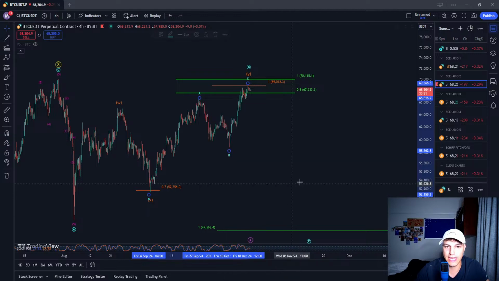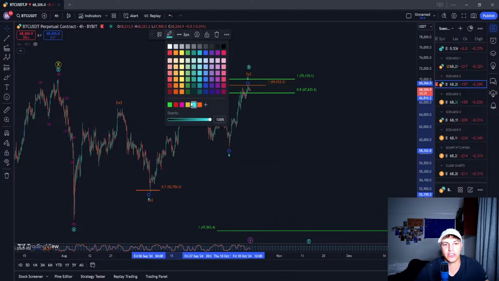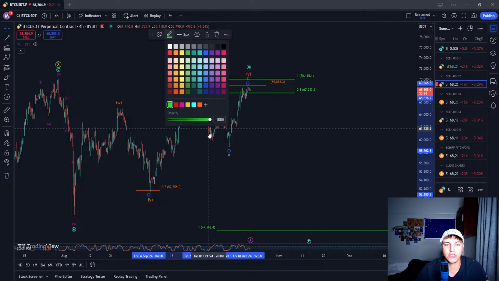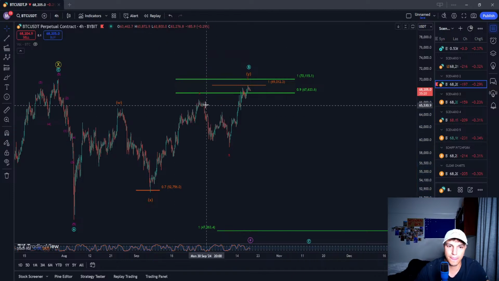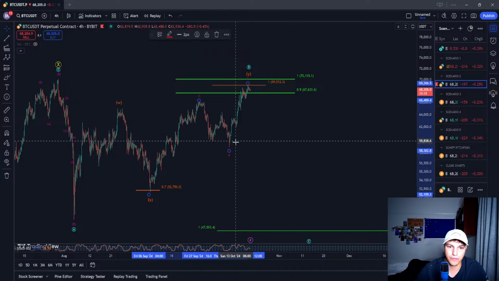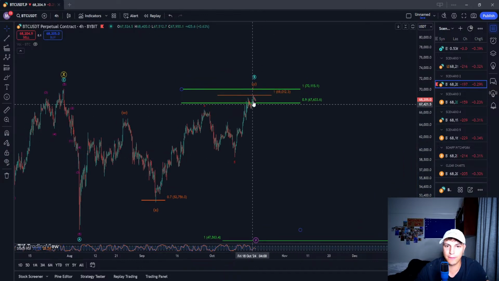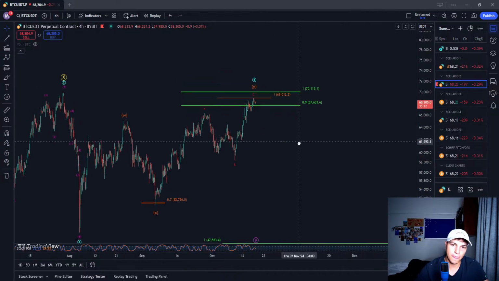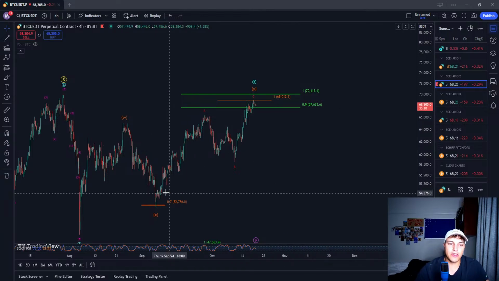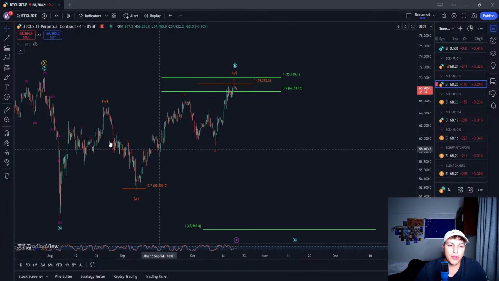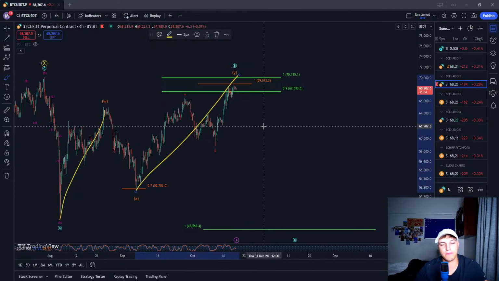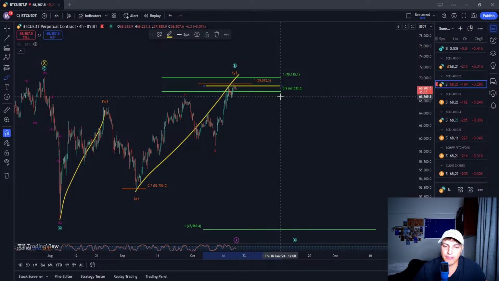And we mark this as minuscule, and we can change the color here to, let's change it to red. A, B, and a wave C. This 1-to-1 on the chart is the target for the WXY. This wave equaling this wave. We've now perfectly rejected off it.